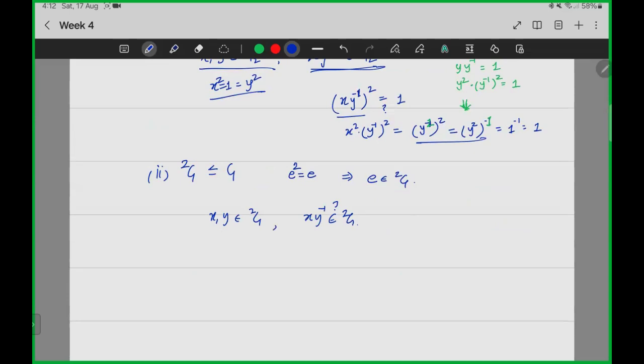Can you give some hint? Because X and Y both belong to 2G, X is of the form square of some element, and Y is also the square of some element. So Y inverse will be the square of the inverse of that element, and it's a commutative group. So X Y inverse will be nothing but a square into b square inverse, right? And this is nothing but a square into b inverse square, as we have shown above.